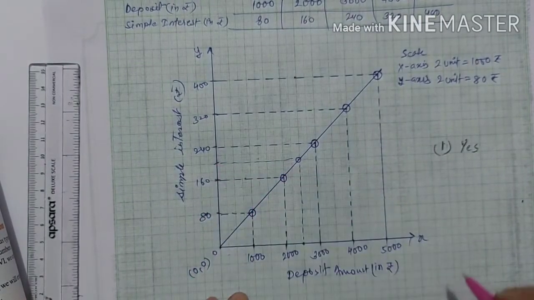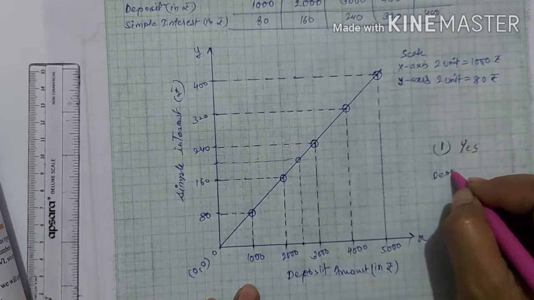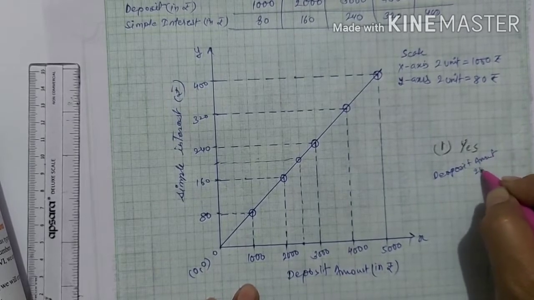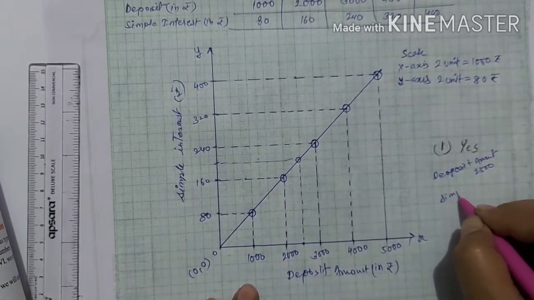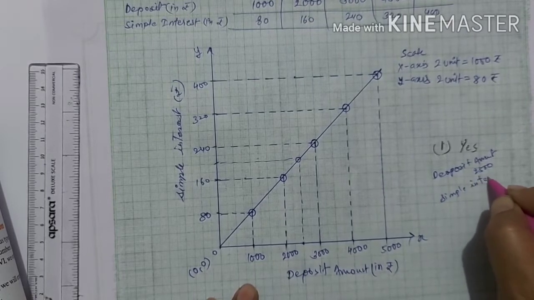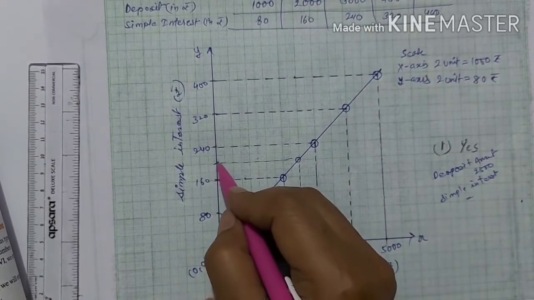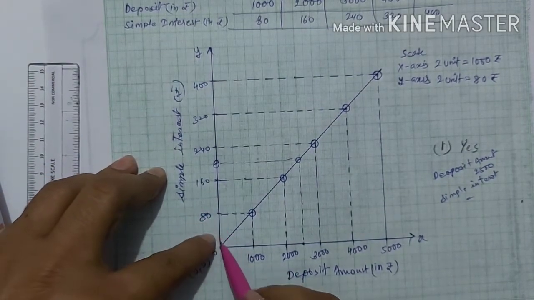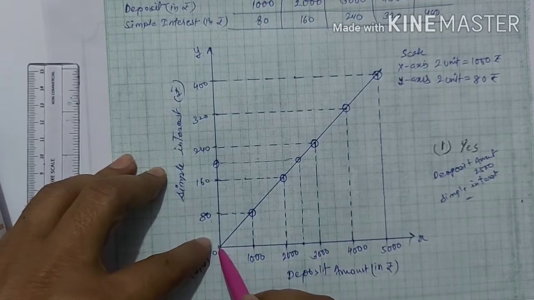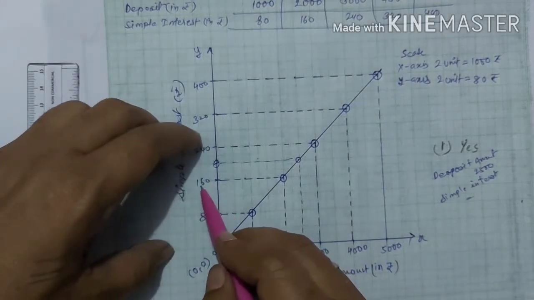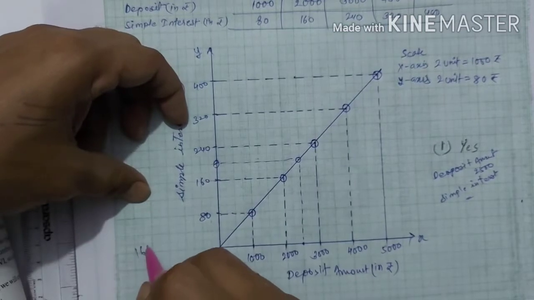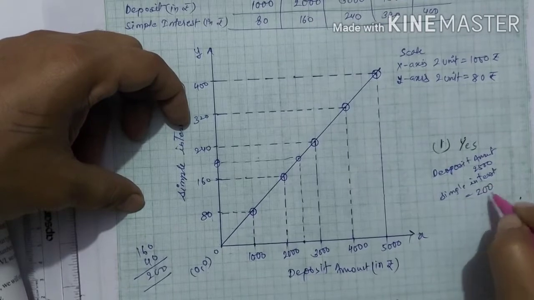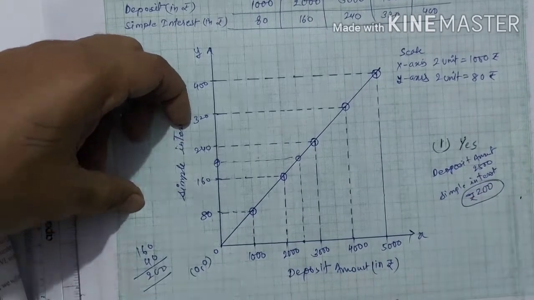This is the point of 250. That means the deposit amount is 250 and the simple interest is this point. What is this point? Now 2 units is 80, so 1 unit is 40. Here is the midpoint of 160 and 240. So 160 plus 40 is equal to 200. That means 200 rupees.